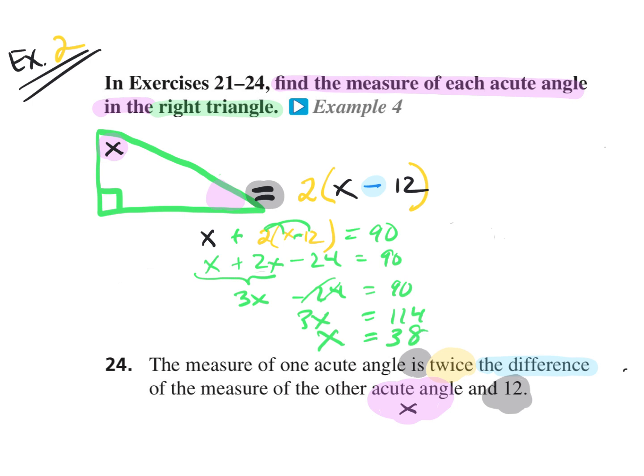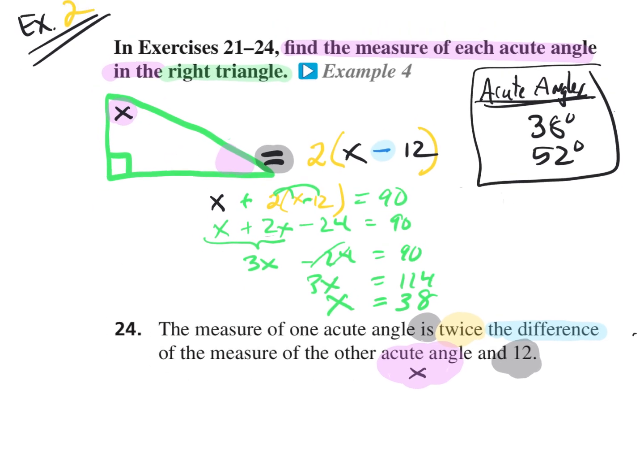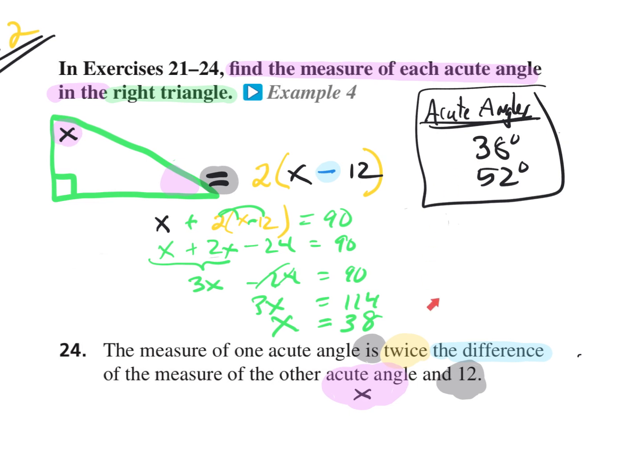Now remember, just because we solve the equation doesn't necessarily mean we're done. We're supposed to find the measure of the acute angles, which are these pink ones. So one of the measures is 38 degrees, x, and the other one is 2 times 38 minus 12. And you can substitute 38 in for x and do all the work, or you can just say, well, if that's 38, we know they add up to 90, so 90 minus 38 is 52.